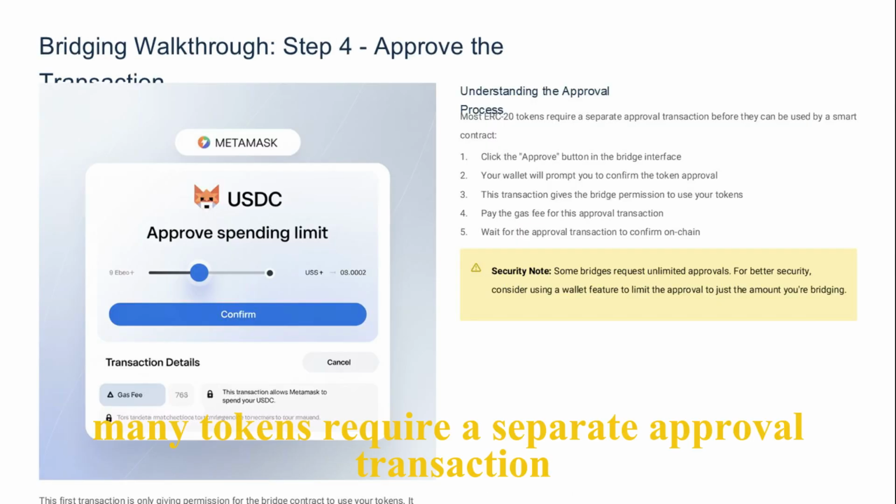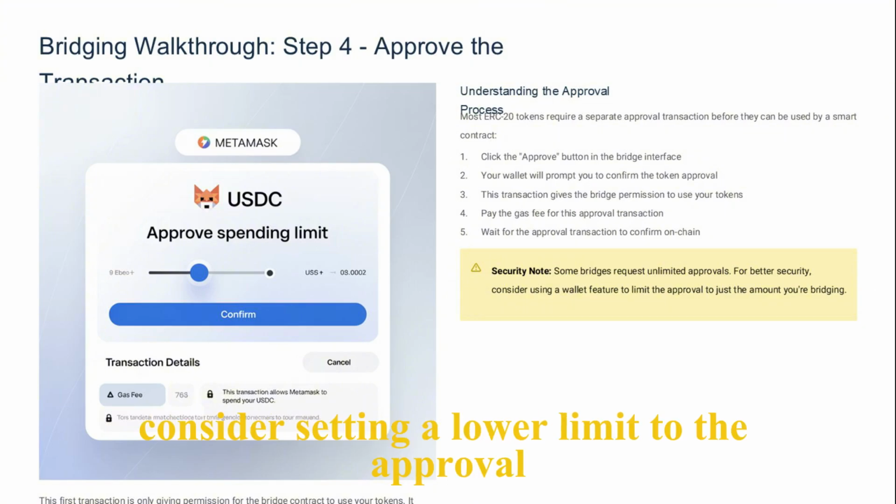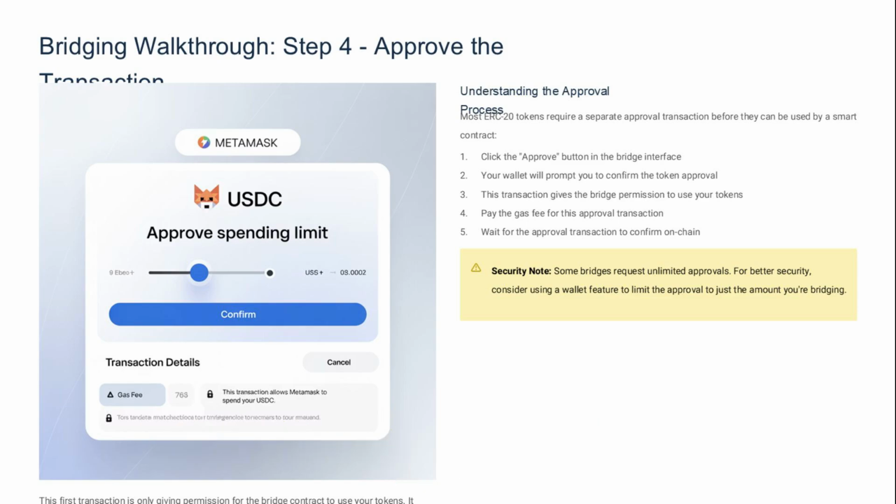Many tokens require a separate approval transaction before they can be used by a smart contract. For better security, consider setting a lower limit for the approval, just the amount you're bridging.